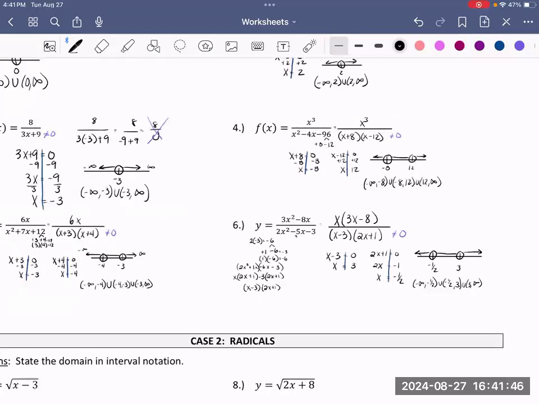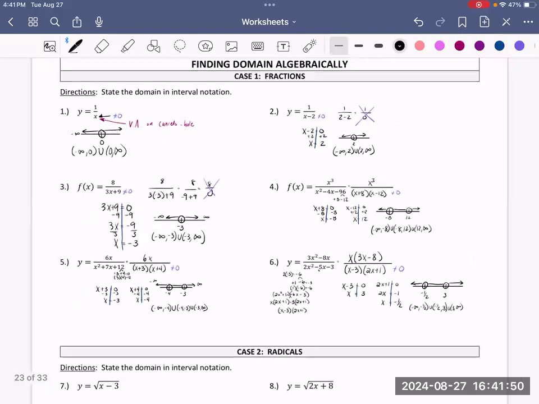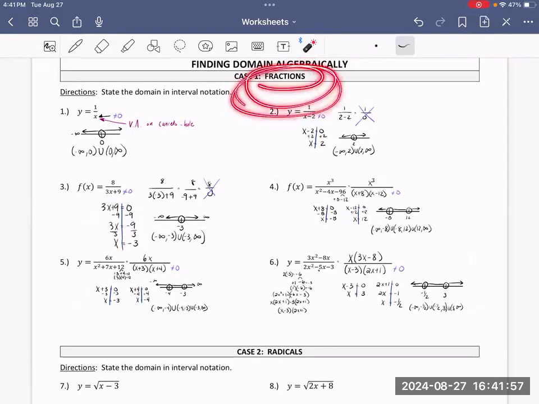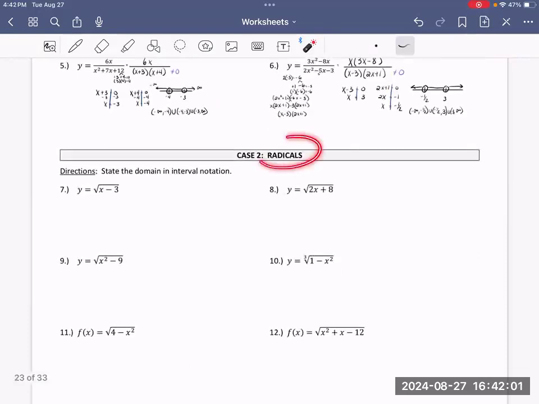Right. So hopefully we did all right when it comes to your domain. So this is how we can do domain when it comes to any sort of rational expressions. So this is when you have sort of fractions. Now let's take a look at what happens when you have radicals.